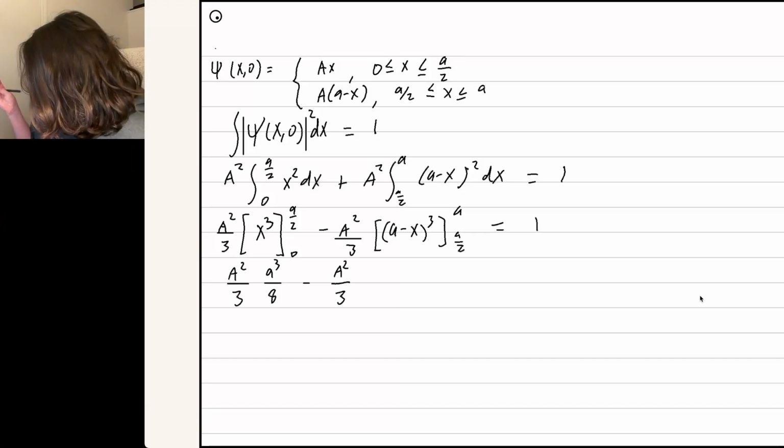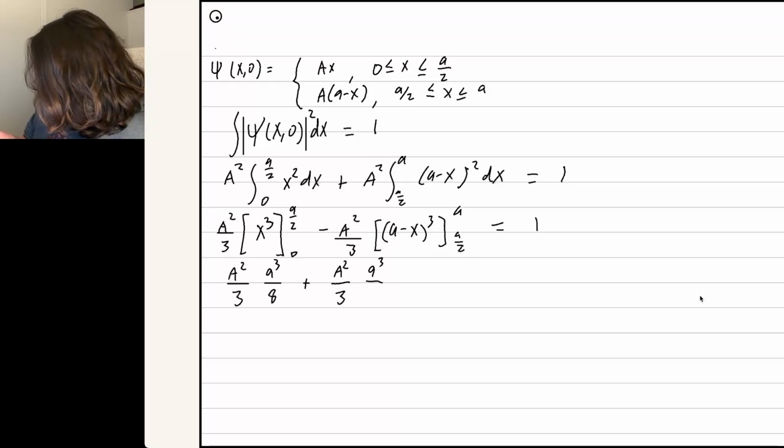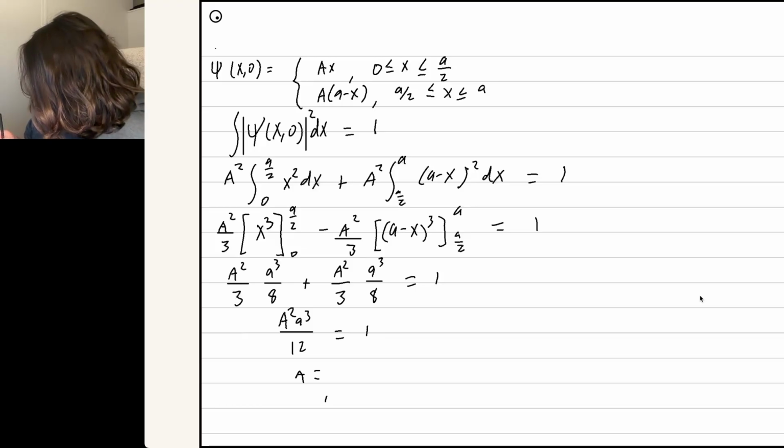The right hand bound is going to evaluate to 0. The other one is a minus a over 2 with a minus sign thrown onto it. So again, it's a over 2 cubed, so it's a cubed over 8. Which means you really have a squared, a cubed over 6, no, over 12. Yeah. It's equal to 1. And then a, so the normalization factor is 12 over a cubed under a square root.